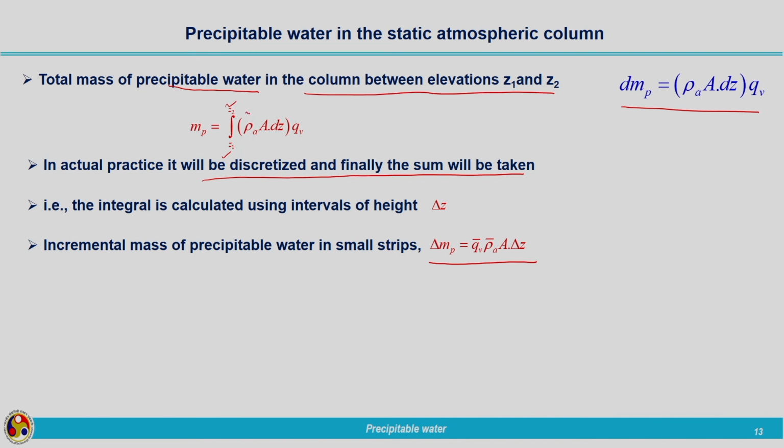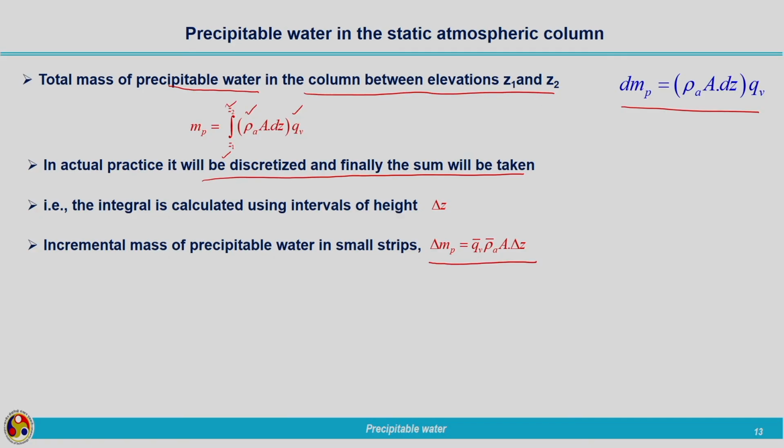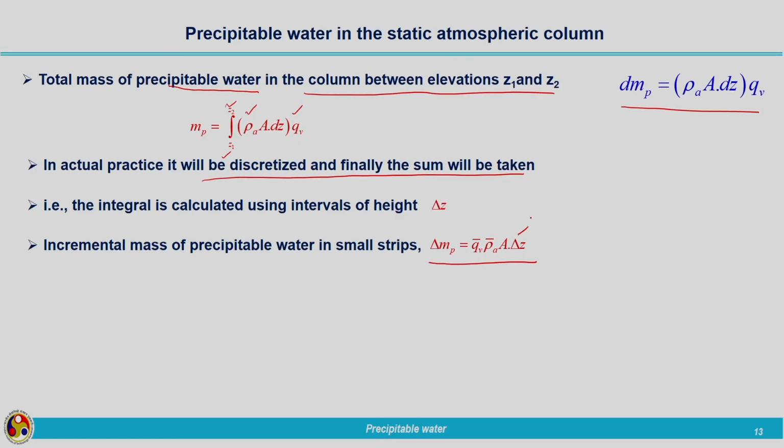That is, this rho A bar between Z1 and Z2 is the average value of rho A. In a similar way, QV bar between Z1 and Z2 is the average value of QV, and delta Z is Z2 minus Z1, which is what is written here. This is an approximation only, thinking that if we consider a small strip with very small depth, even though it is an approximation, it will give you an accurate value.